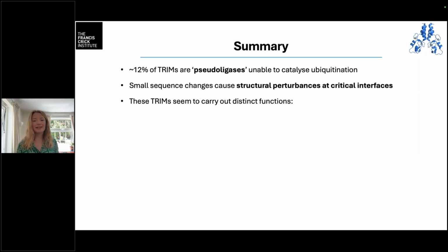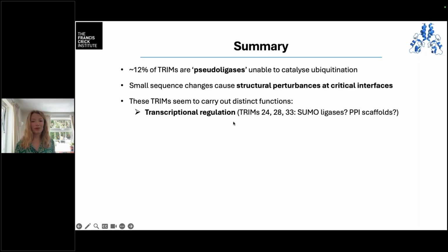And what I think is really interesting, thinking about the functional side of this, is that they seem to have different roles. So TRIMs 24, 28, and 33 have been really strongly implicated in regulating transcription and are implicated in different cancers. But clearly from our studies, we can show that that's not to do with their ability to add ubiquitin to substrates. There have been some reports that they might act as SUMO ligases. So this is when you add small ubiquitin-like modifier to proteins.